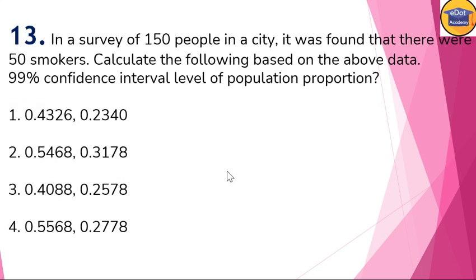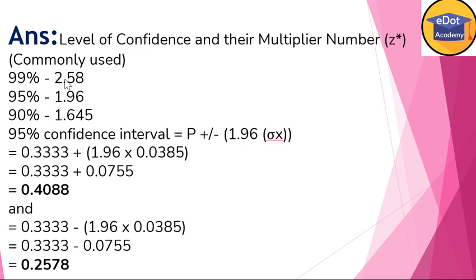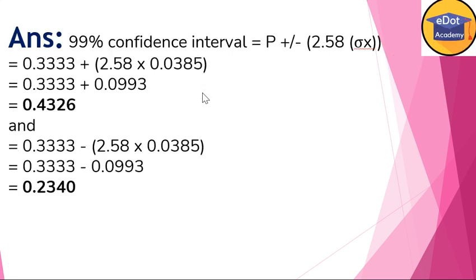Now again a question has come, same data is given here. Now the confidence interval for 99%. For 99%, the Z factor is 2.58. So instead of putting 1.96, you have to put 2.58. See the calculation here. P plus and minus. First we are doing the calculation for the plus, and second time we are doing it for the minus.